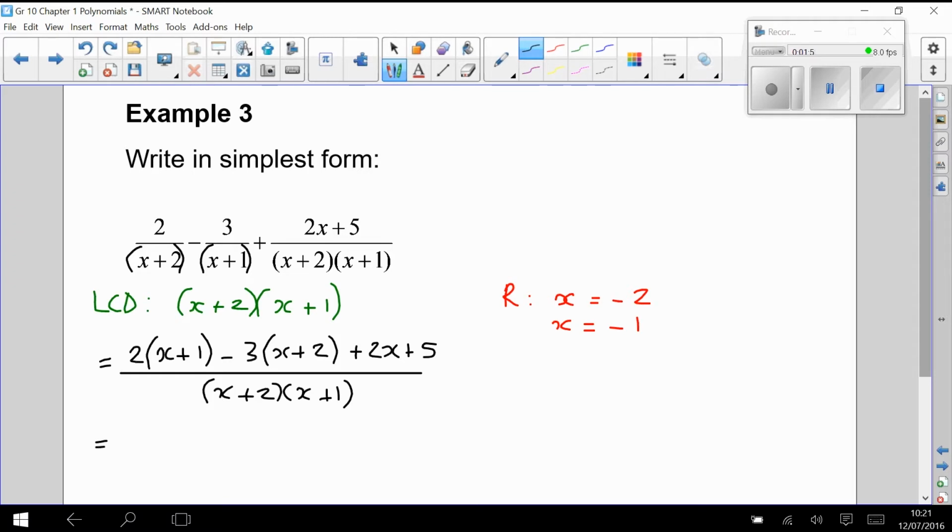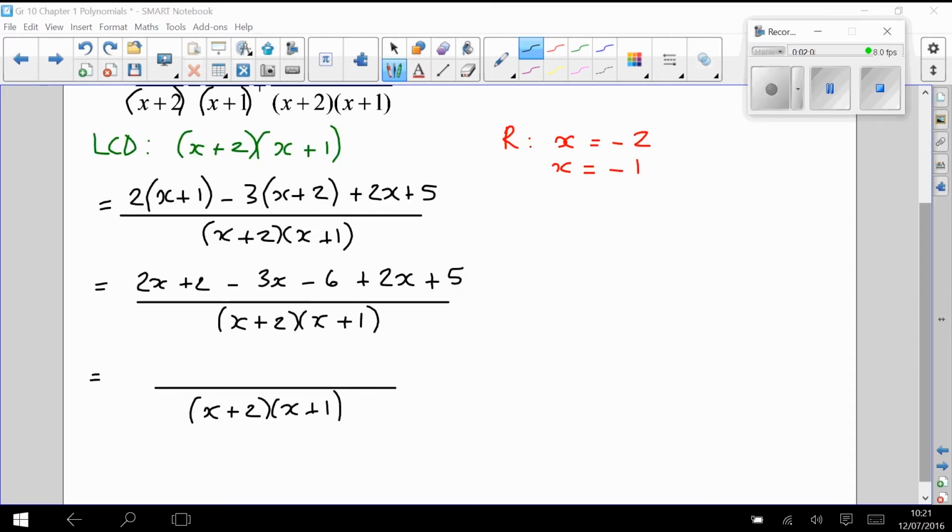Multiplying out my numerators, I get 2x plus 2 minus 3x minus 6 plus 2x plus 5 all over my common denominator. When I add the terms in the numerator, I find that 2x minus 3x plus 2x is going to give me x, and when I add my constant terms, I have plus 1.